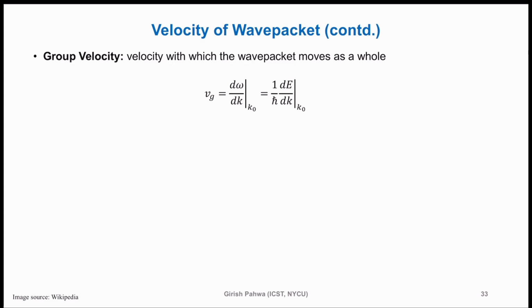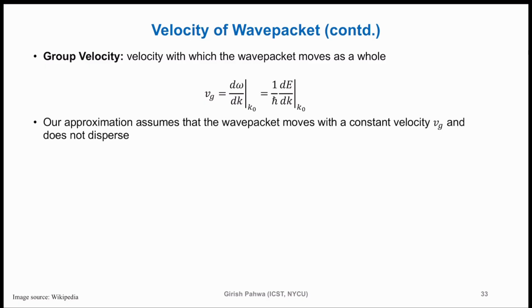Now omega can be written as E by h bar, so you can also write it as 1 by h bar into dE by dk. In fact, we will be using this quite often. So say if you have a relationship between E and k, you can simply take the slope of that, you get the group velocity. Now let me show you some animations. It will give you a more clear idea.